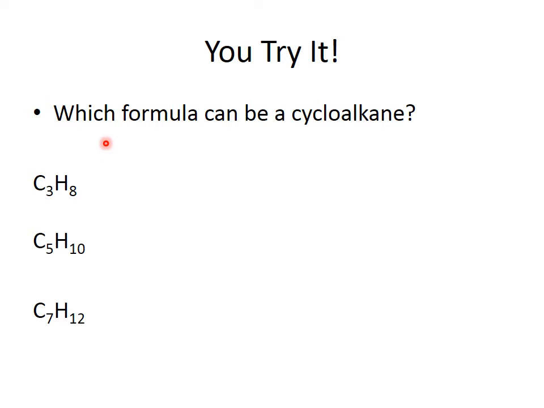So go ahead and you try and determine which of these formulas can be a cycloalkane. The only one that can be a cycloalkane is C5H10. There's too many hydrogens here. This would be an open chain propane, and there's too few hydrogens here to be a cycloalkane. This actually could be a cycloalkene with a double bond in it, because a double bond will take away 2 hydrogens.